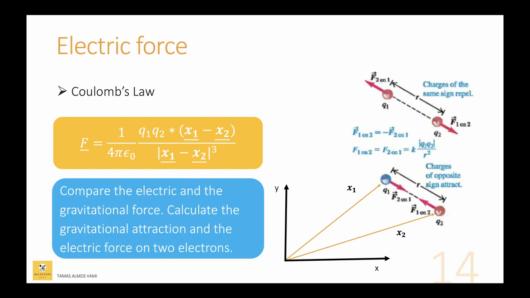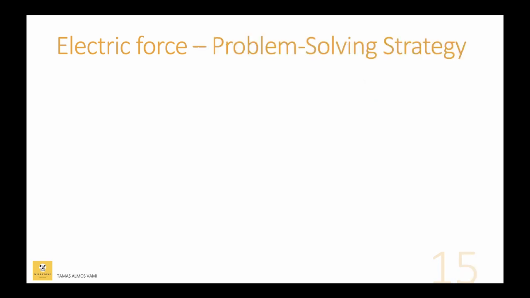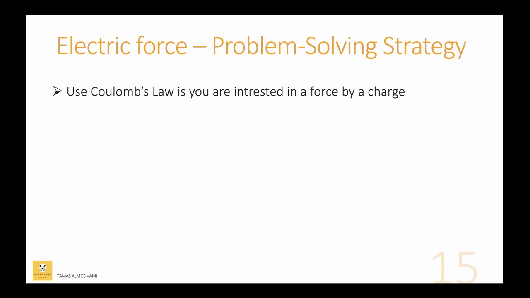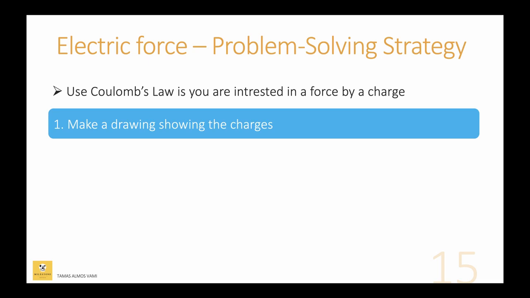One exercise that is good to do, and we should be doing it, is to compare the electric and the gravitational force. So let's calculate the gravitational attraction on two electrons and compare it to the electric force on the very same two electrons. So I'm going to go over some problem-solving strategies all through the module. These are going to be general statements. It probably will help you to solve problems.